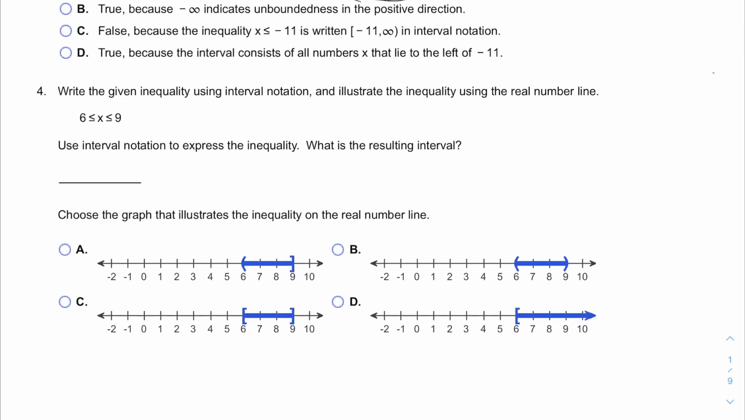Write the given inequality using interval notation and illustrate the inequality using the real number line. Okay, so now we have this compound inequality. And the nice thing with this notation is that this is going to be your small number, and this is going to be the large number on the right. And interval notation works just like that. So that's kind of nice. You can have 6 is the small number, 9 is the large number. Now we need to know, is it open or closed? Well, when I see an equal sign, I know that means it's closed. And when it's closed, I use these brackets.